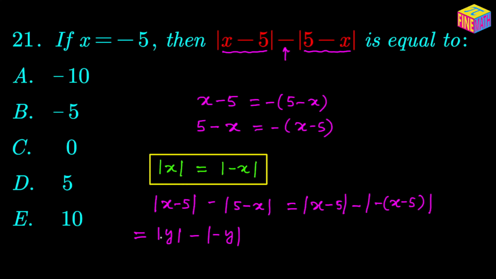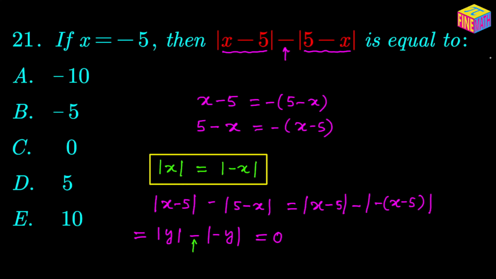That modulus of x is equal to modulus of negative x. Here we have modulus of y and modulus of negative y, so they are equal quantities. Now if they are equal, we have a subtraction in between, meaning a minus sign right here. If we subtract equal quantity from equal quantity, what would be the result? Well, the result will be 0, and that is actually the answer. So in this case, we really did not need to substitute the value of x in this expression to evaluate it.